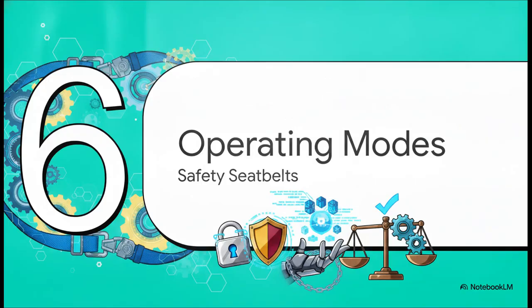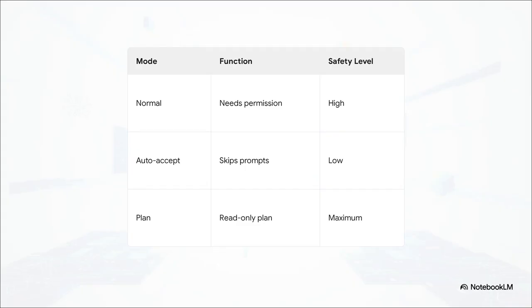Finally, Part 6, Operating Modes. Let's talk about your safety seatbelts. So you have 3 built-in safety seatbelts to choose from. By default, you're placed in normal mode. In this mode, Claude can read and write code, but, and this is key, it will ask for your explicit approval before it actually makes any changes.